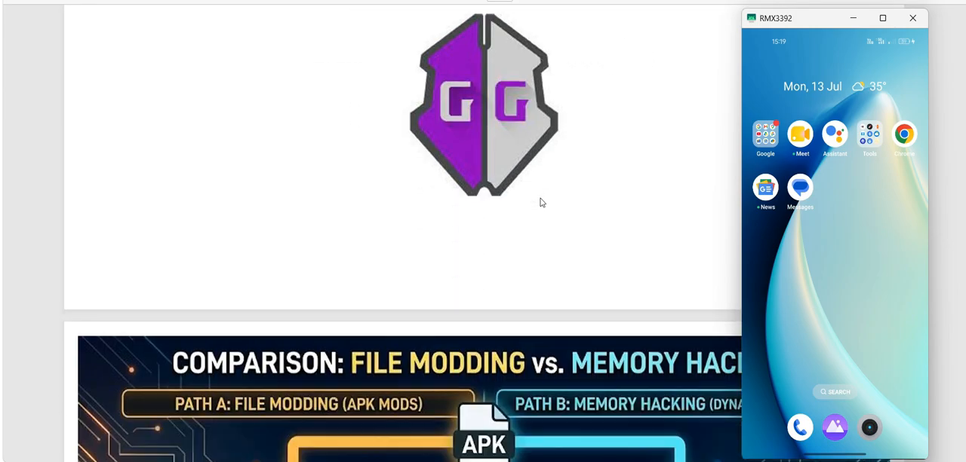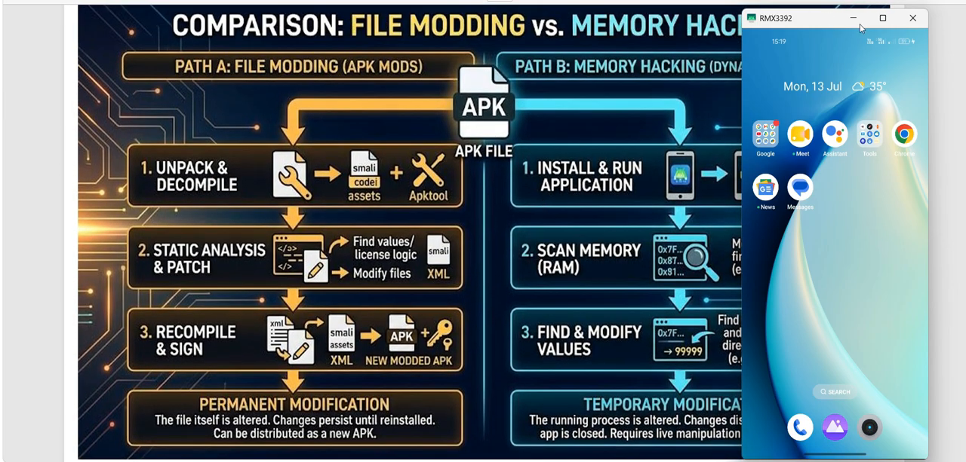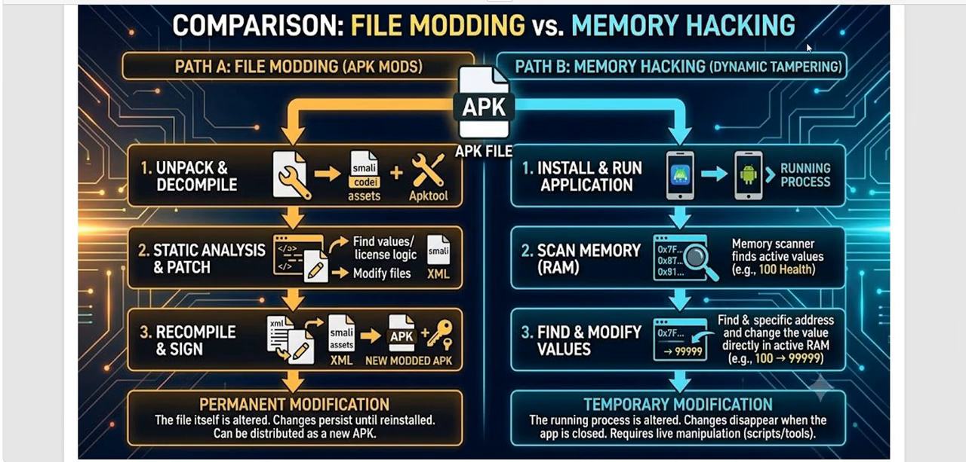At first, let me give a brief introduction about what is file modding versus memory hacking. File modding means we are physically modding the file and giving the application to the users. For example, let's take a PUBG mod application, and we are modding the file and providing the file application to the user, which is called file modding. In that there are several processes. We first unpack and decompile, and we do static analysis, and we do a modified version, and we do a permanent modification, which means wherever the APK is given, they can use that modified APK.